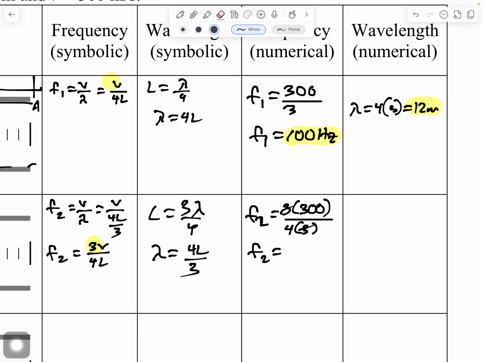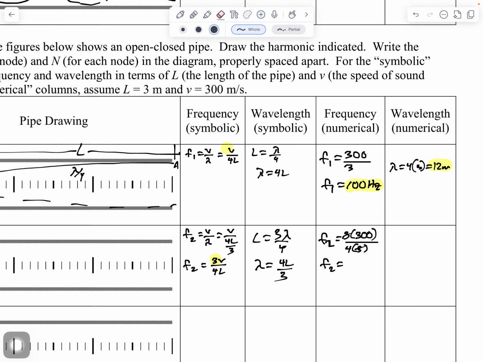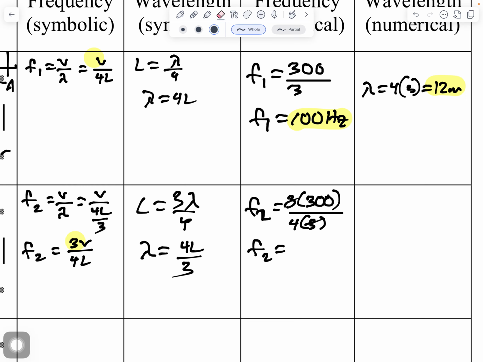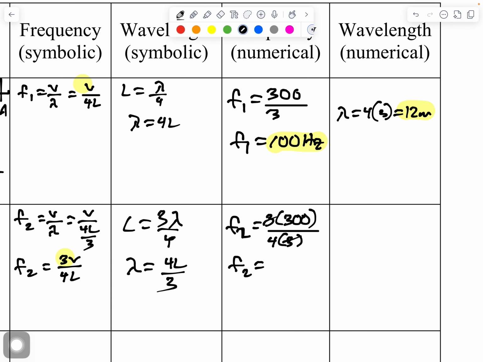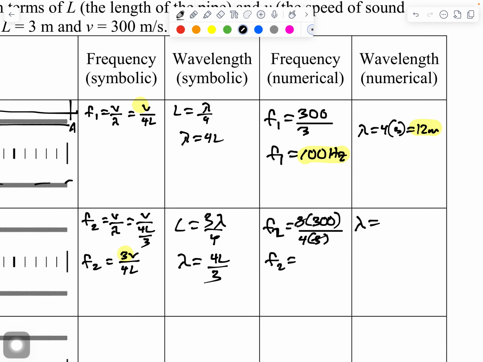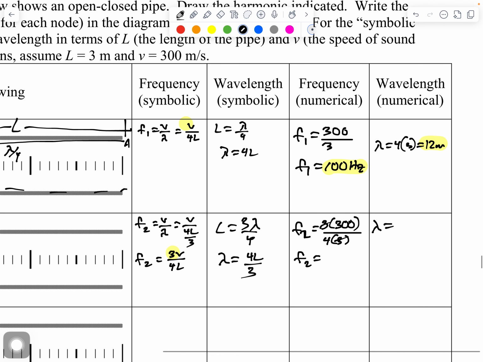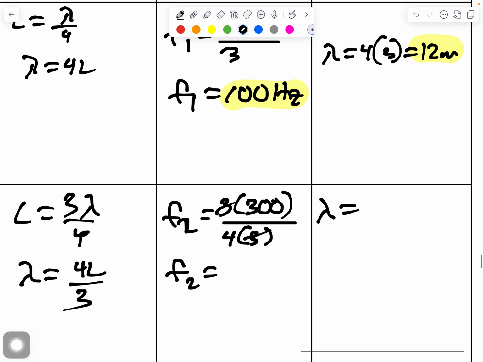That's not right either. Okay. 300. Okay, so the wavelength is equal to 4 times 3 over 3. Okay, so that cancels. Okay, got that part right. Okay, and we're looking at 4 meters there.